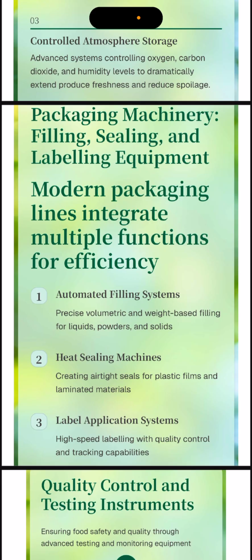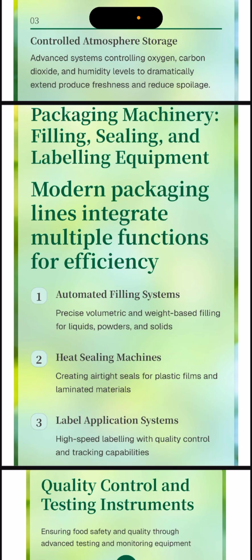Precision is paramount for both regulatory compliance, net weight requirements, and cost control. These systems use volumetric or weight based methods to ensure every package contains the correct amount of product. Heat sealing machines. Creating an airtight hermetic seal is one of the most critical steps in preservation. The seal prevents oxygen and microorganisms from entering the package, protecting against spoilage and maintaining freshness.